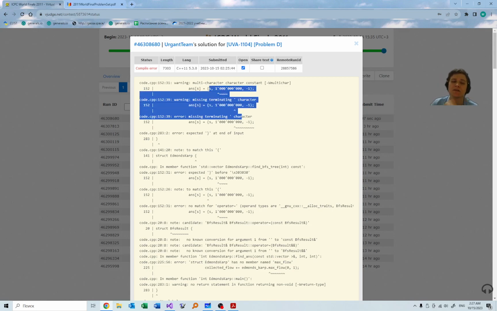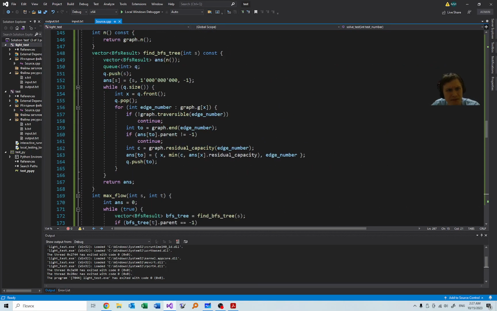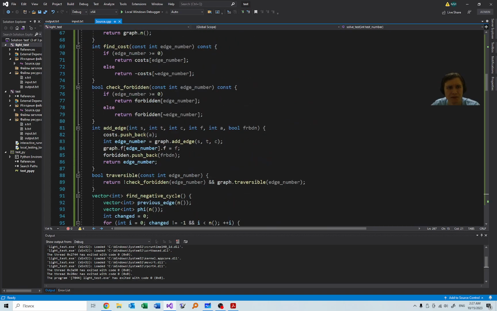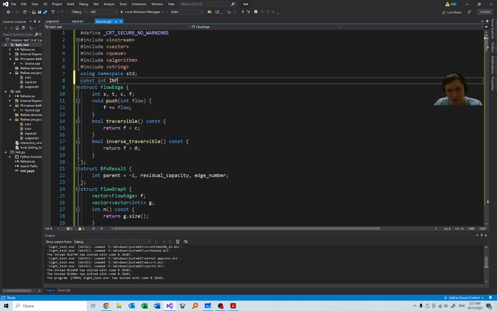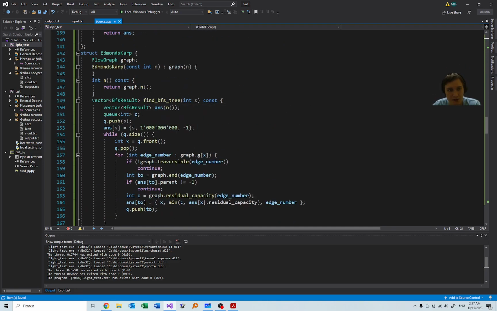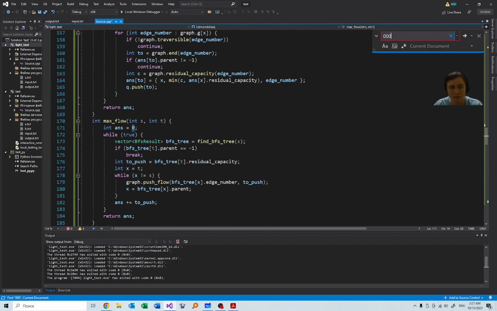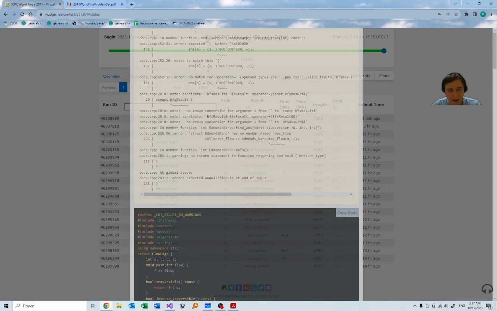You are not compliant with C++11. So, what am I supposed to do? Okay, it's fine. I can say const int inf equals 1e9 and replace it with infinity just everywhere. Okay, we can send it again.